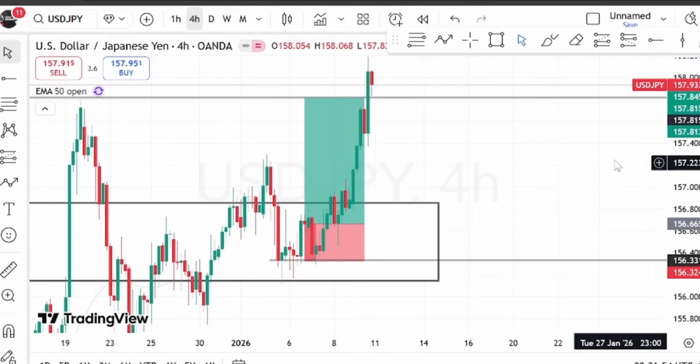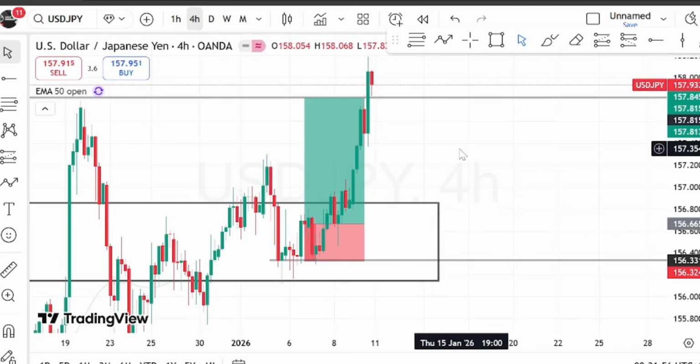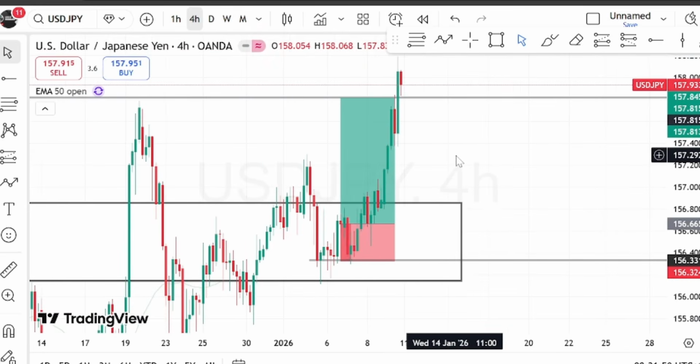Okay, so this is why it's very important that you also manage your risks in between. On USDJPY, just like the same thing I did on the DXY last week, hence why I went for the bullishness on USDJPY.